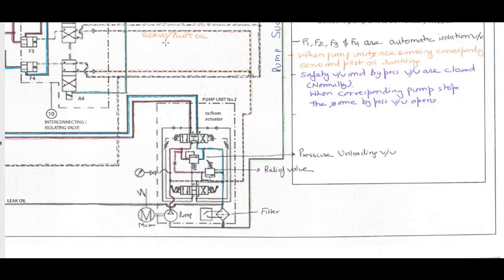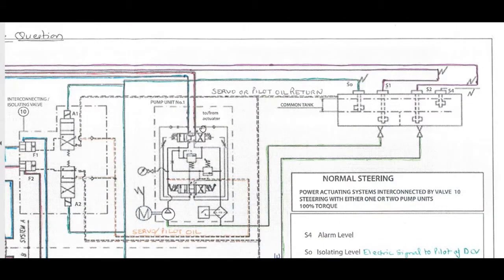The point which we have to note here is that whichever pump unit is running, the corresponding servo pilot oil is running. For example, if pump unit number 2 is running, the servo oil is going from here to these DCVs. From one you can see here it's not completed and from the other it's completed. So if pump unit number 2 is running, servo oil or pilot oil is going from pump unit number 2, and similarly if pump unit number 1 is running, servo oil is going from pump unit number 1.